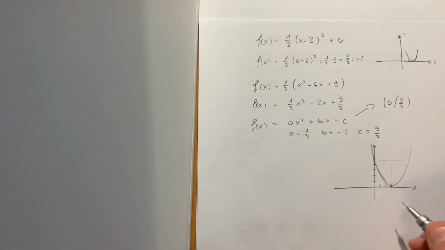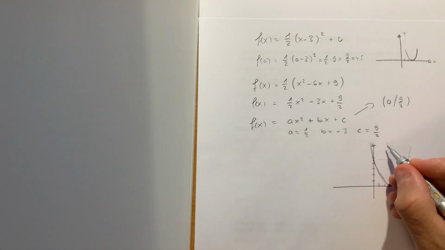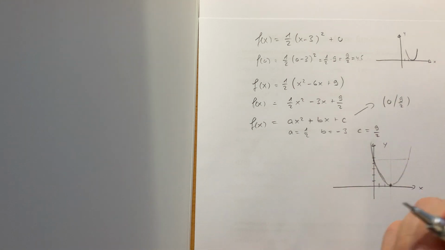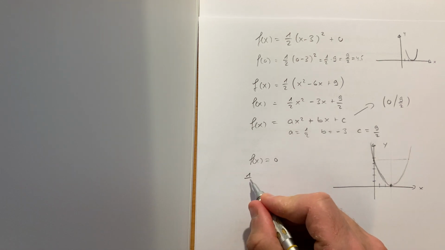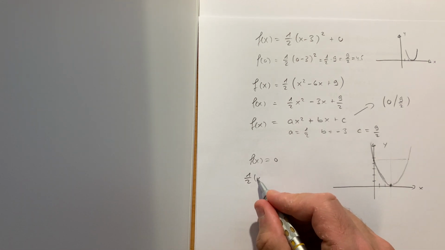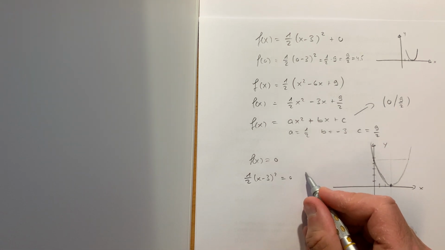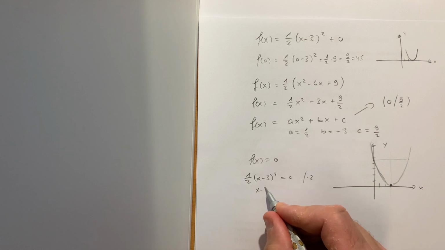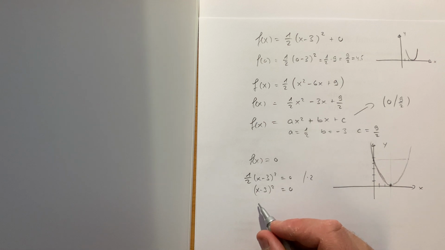Well, you also know that this function does only have 1 zero at 3. You see that right away once you know what the graph looks like. If you wanted to work it out, you could say, well, f of x is equal to 0. Then you set it equal to 0 like this. Then you multiply everything by 2. So x minus 3 squared is equal to 0. 2 times 0 is obviously 0. And then you can either do this: x minus 3 times x minus 3 is equal to 0.